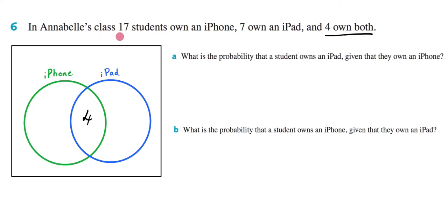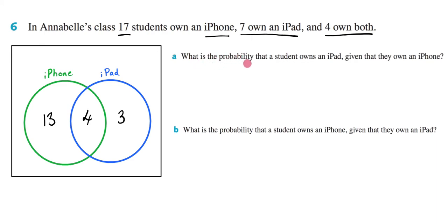So I'm going to put that 4 in the middle here. We're also told that 17 students own an iPhone. So that means 13 students only own an iPhone and 4 own both, and that brings us to 17 in total. So too, 7 own an iPad. Well, if 4 own both, that means 3 will be here, because 4 and 3 will get us to 7. So now that I've drawn up my Venn diagram, I can now answer these questions.